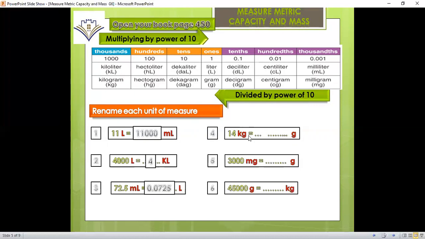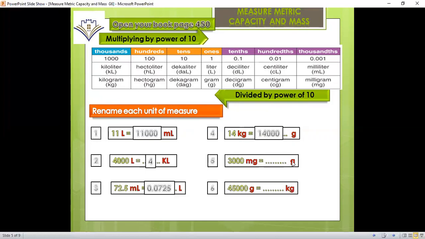Then is it converted? Yes. Kilogram is bigger than. Where is kilo? We need here kilogram. We need to convert it, or rename it, as the smaller unit gram. Then multiply or divide from this way. Multiply by what? Count 10 and 10 and 10. Then 10 multiply 10 multiply 10 equals 1,000. Then multiply it by 1,000. Then equals 14,000.